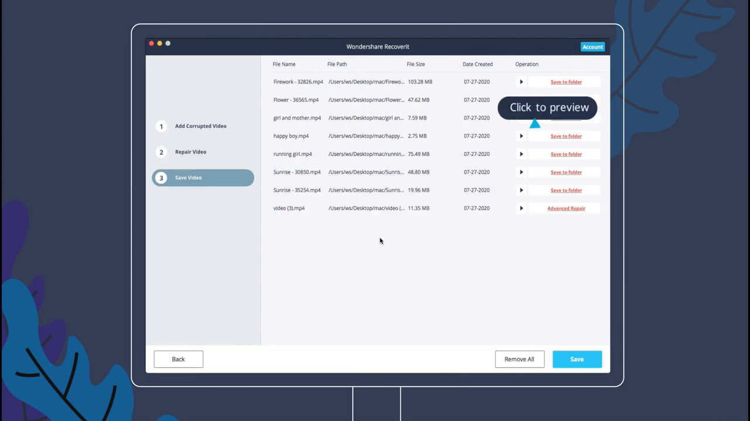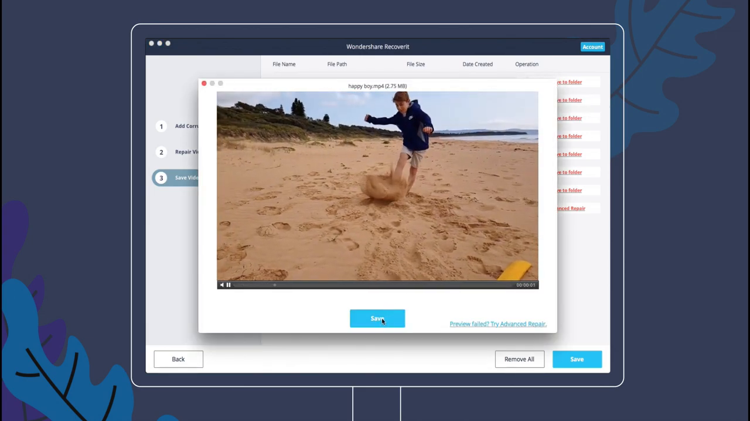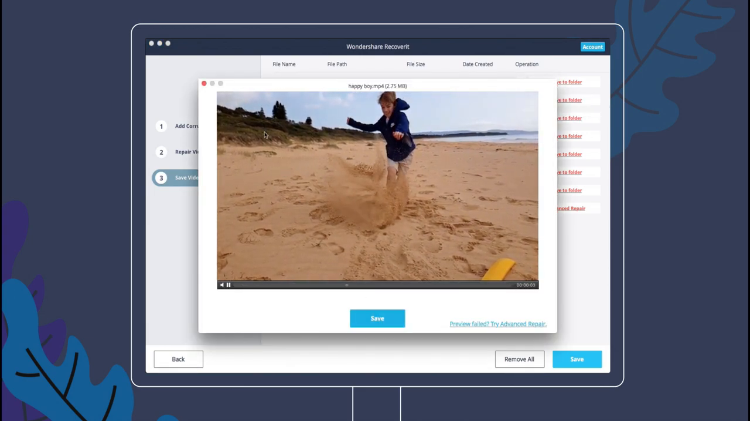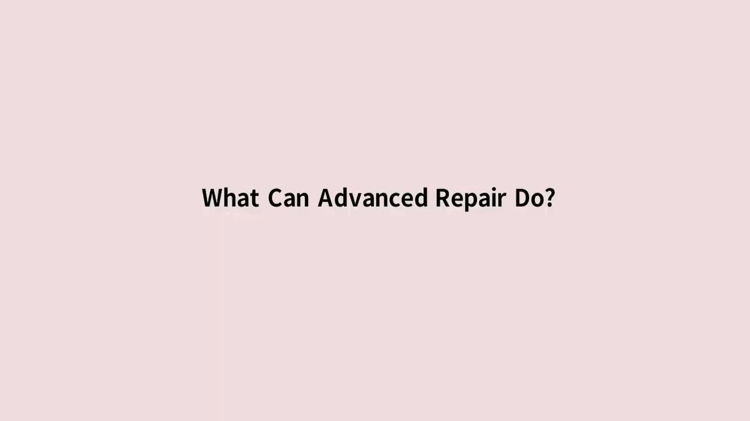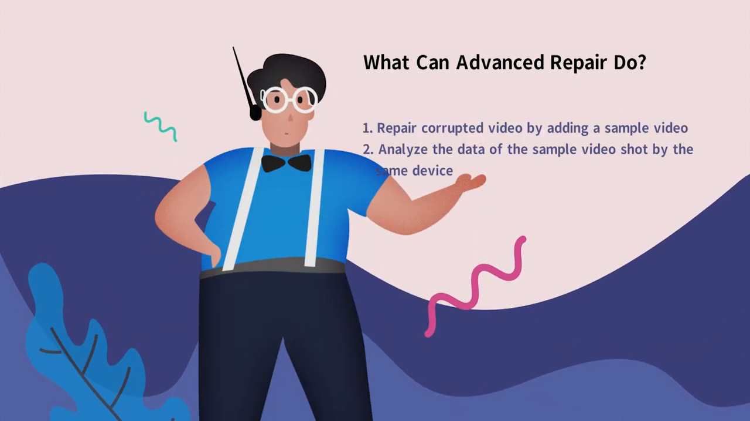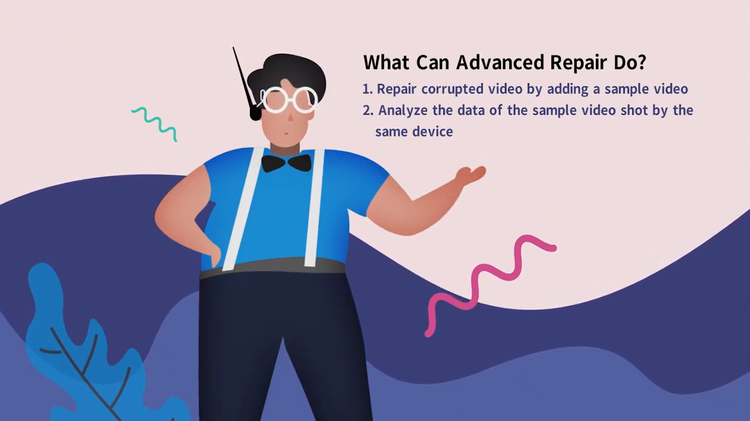Once the repairing process is completed, you can click this button to preview the video. If you are satisfied, you can save the video. If you are not satisfied, you can try advanced repair. It can repair severely corrupted videos with higher success rates.